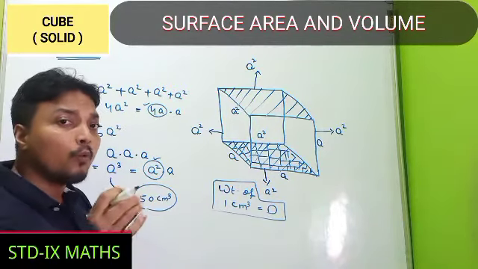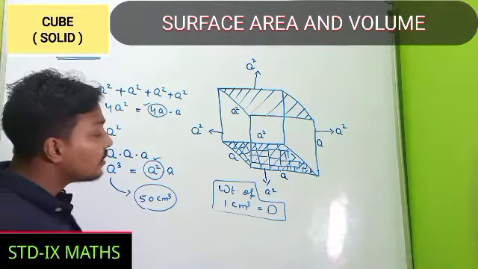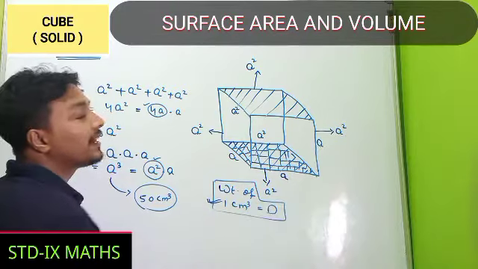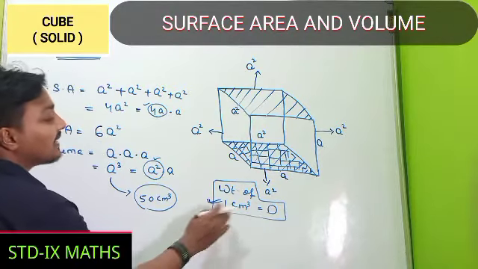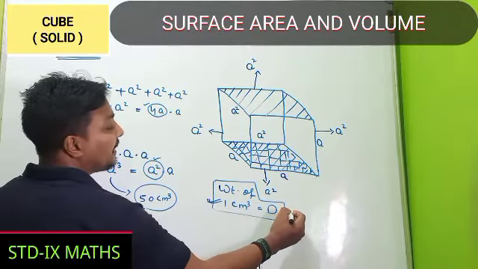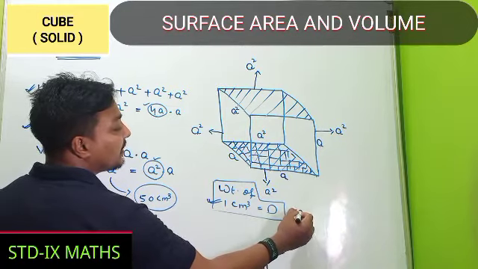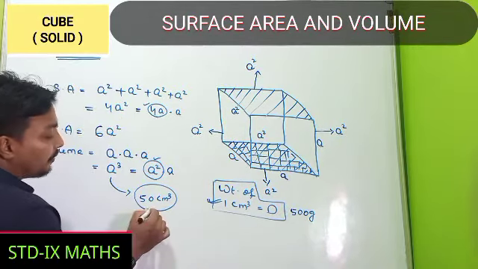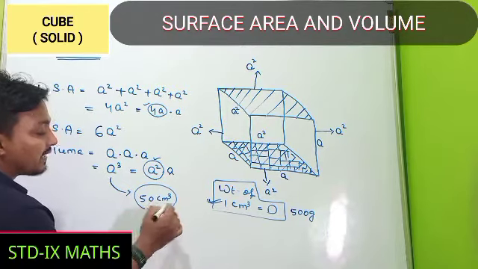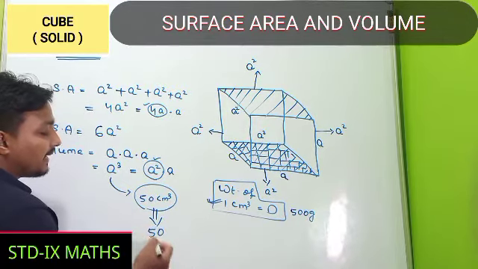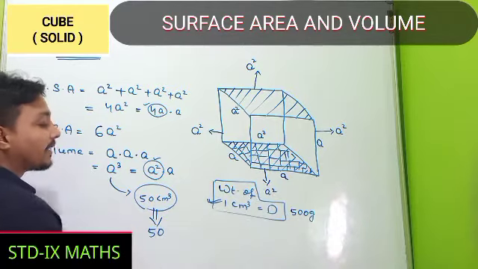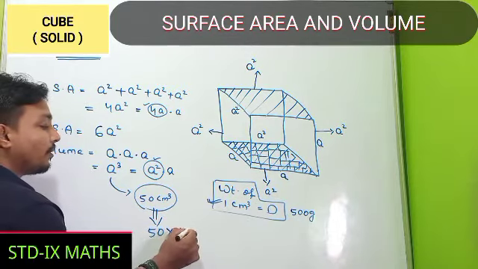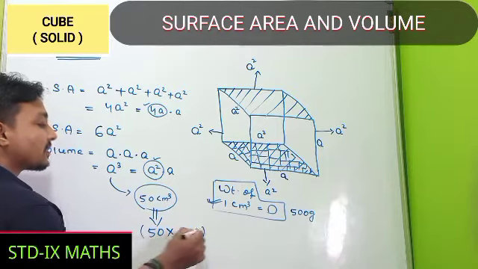So to get the weight of that material, it should be given how much the weight of 1 centimeter cube is. Suppose it is 500 gram. Then you can find the total weight; here the volume is our 50 centimeter cube. It means 1 centimeter cube is 500 gram, so for 50 centimeter cube it will be 50 into 500 gram.